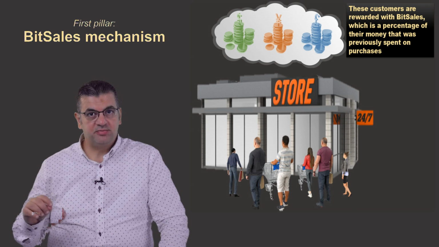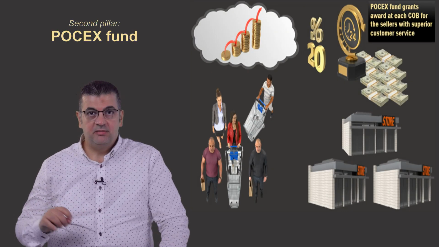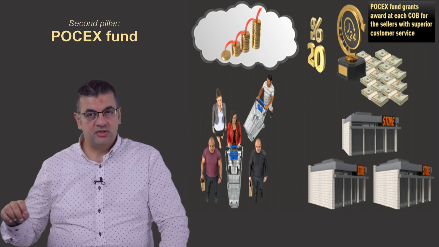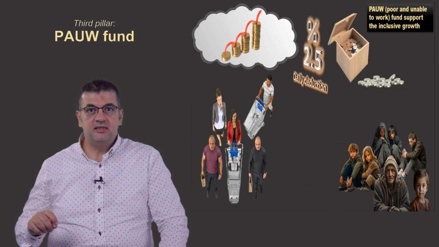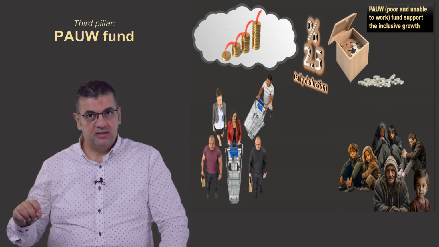Salesism is a system in which four pillars are in place. First, bid sales are granted as cashback to the customer based on the activity-based costing. Second, bid sales are deducted with 20% upfront going to the POSIX fund. Third, bid sales are amortized on a daily basis at a 2.5% annual rate in favor of the bio fund.